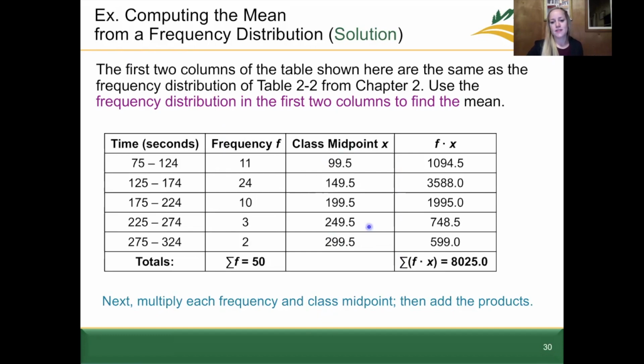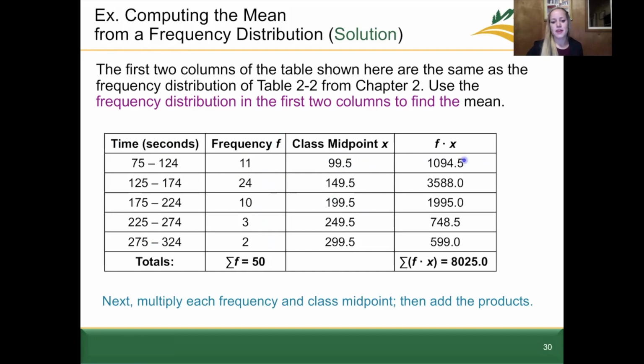So you can make a fourth column here. We take each frequency and multiply it by the class midpoint, or x. So now we can almost ignore this first column. We're going to take the frequency 11 multiplied by the class midpoint 99.5, and then we have this data value here. We need to keep doing that for each of our 5 classes. So here's our first class, second class, third class, fourth class, and fifth class.